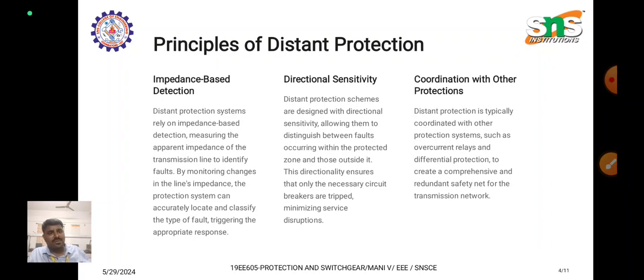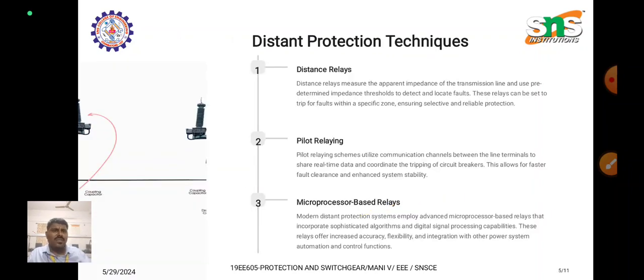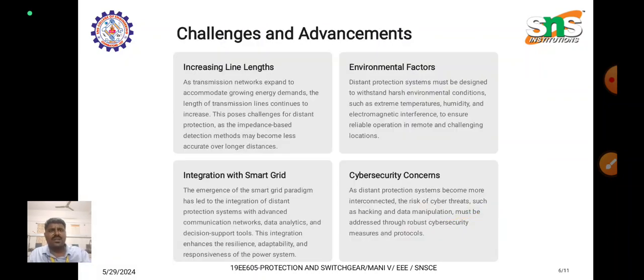And directional sensitivity. The direction is nothing but the direction of current. Based on the direction of current, we can tell whether the fault has occurred within the zone, between the zones, or outside the zone. And next, it is coordinated with other protections, such as overcurrent relay, differential relay, etc. And the distance protection techniques: here we use distance relay, pilot relay, and microprocessor based relay. We can use any one of these techniques to provide the distance protection of transmission lines.